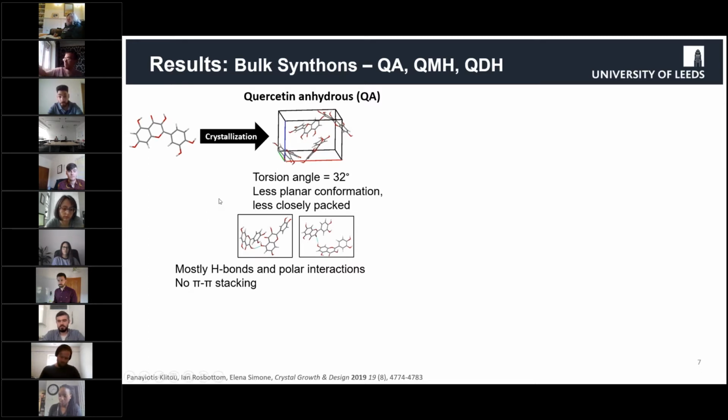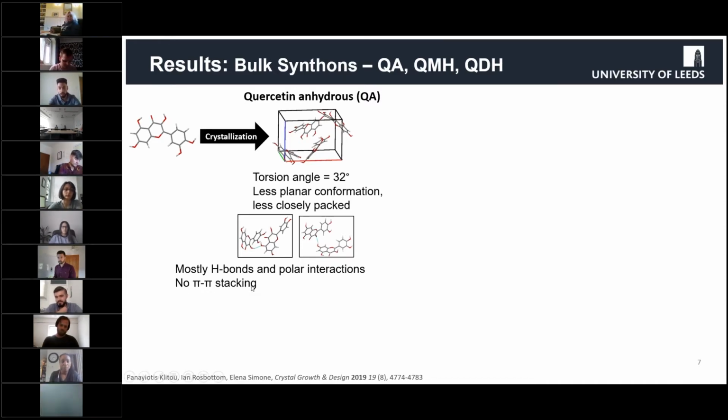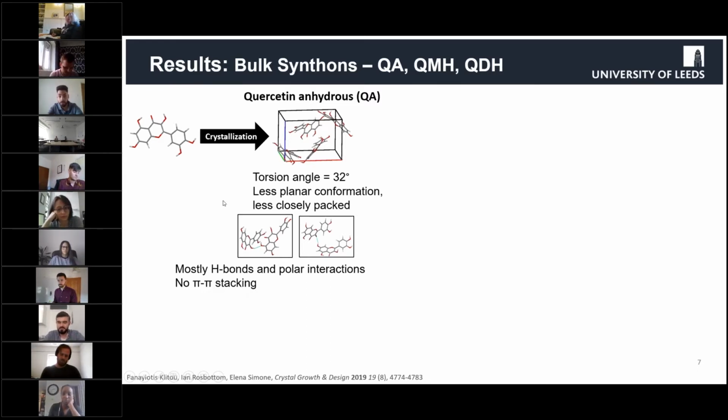The conformation of the quercetin molecule was also studied, and specifically the torsion angle between the phenyl ring and the pyrone ring of the quercetin molecule was calculated. This was found to be 32 degrees for the quercetin molecule in the anhydrous structure, which means that the quercetin molecule is less planar, and for this reason, no pi-pi stacking interactions were observed in this structure due to the less planar conformation of the quercetin molecule.